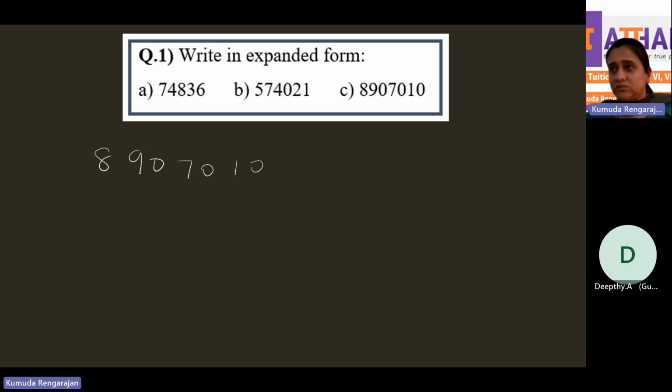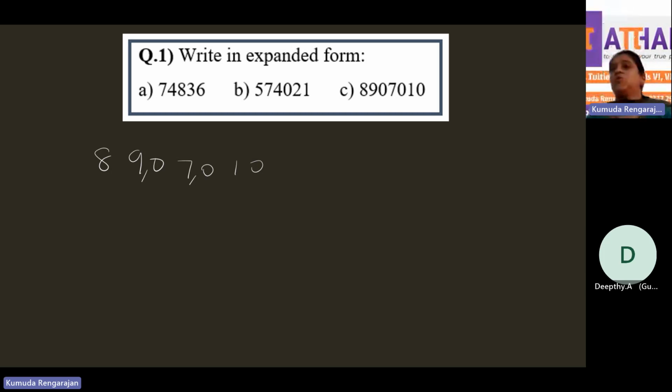Sit down, don't get up. No, you should not come forwards, come backwards. First comma is between 7 and 0. Very good. The second comma is between 9 and 0. Very good. So now read the number in the Indian system.